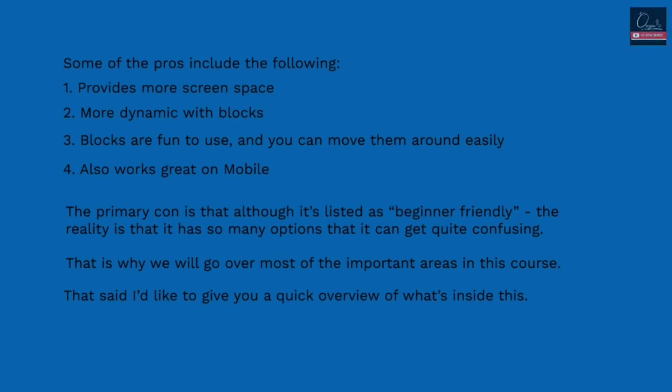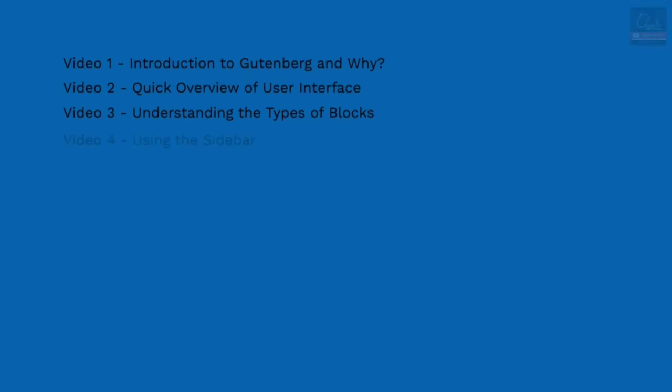With that said, I'd like to give you a quick overview of what's inside this video course so you know exactly what to expect. So this is video number 1, obviously. Video number 2, we're going to give you a quick overview of the user interface. Video number 3, we're going to talk about the different types of blocks so that you're aware of the many blocks that are available to you. Video number 4, we'll talk about using the sidebar, which is on the right-hand side, that pertains to each block. And number 5, we'll talk about common blocks that are available to you. And of course, video number 6, we'll talk about formatting blocks.